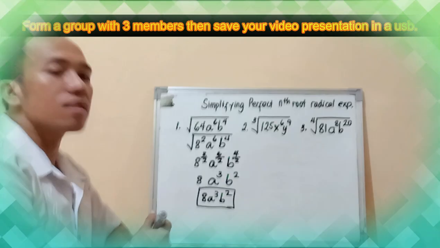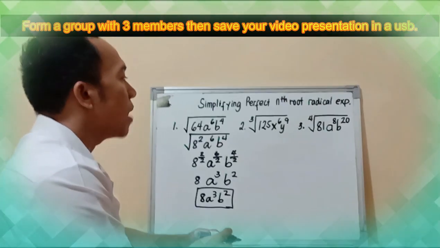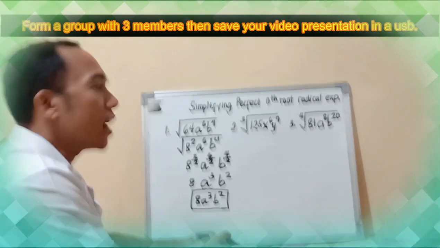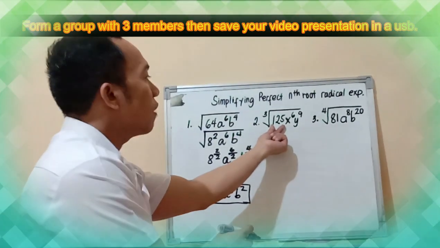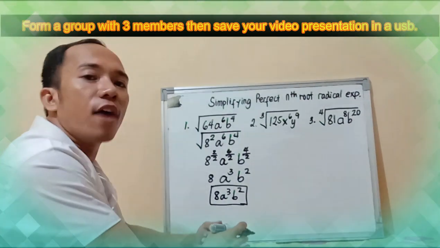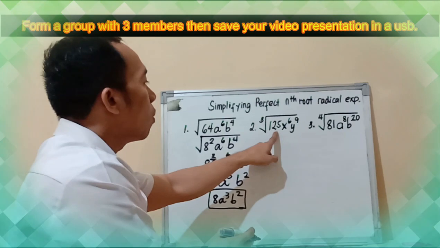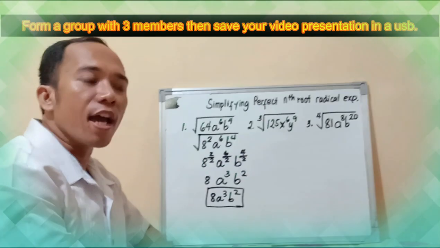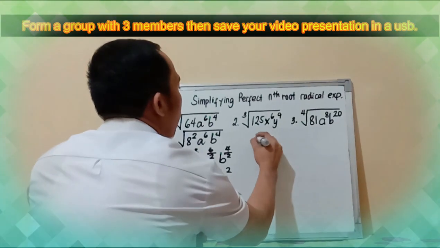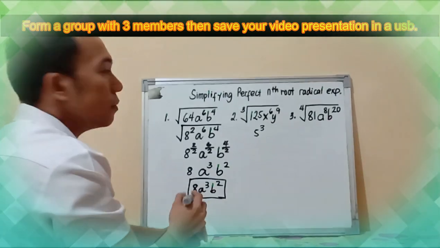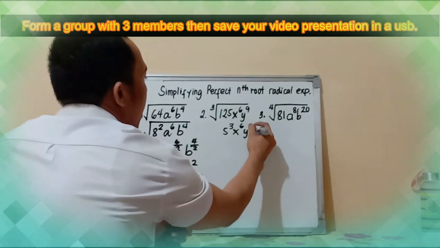Okay, next is cube root. So we have cube root of 125, x to the 6th power, y to the 9th power. So first, focus on your numerical coefficient, which is 125. Make it exponential form. So 125 is 5 times 5 times 5. So it becomes 5 cubed. Then copy x to the 6, y to the 9.